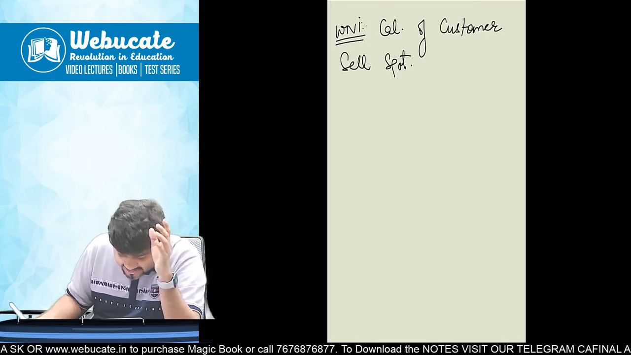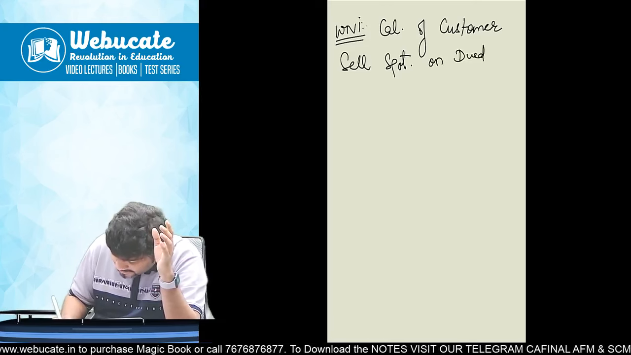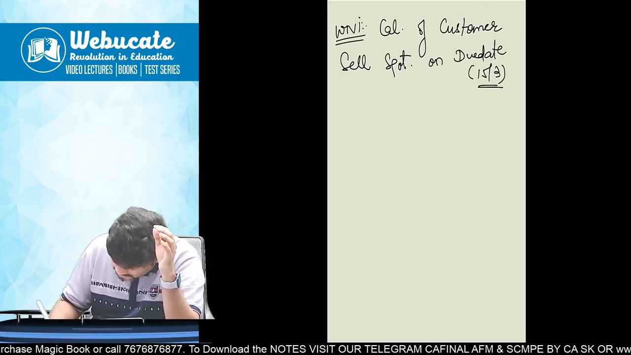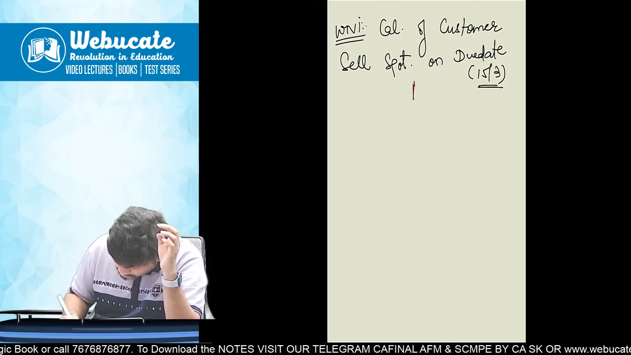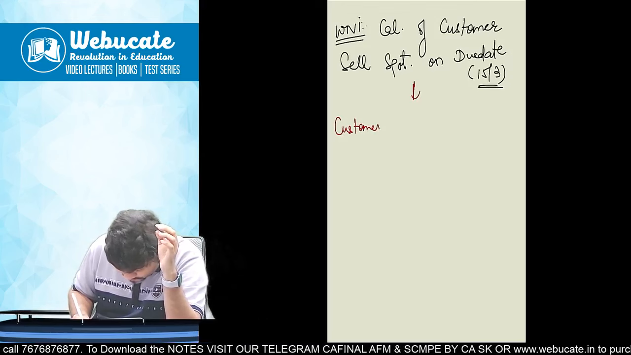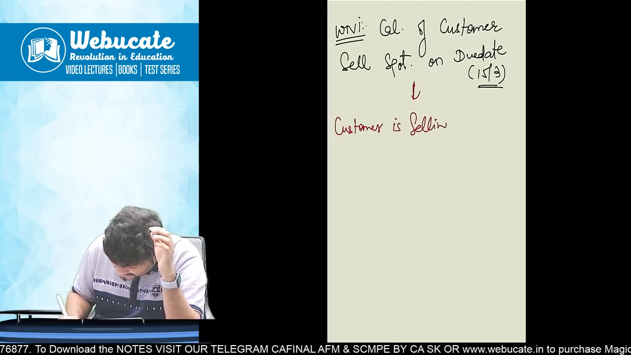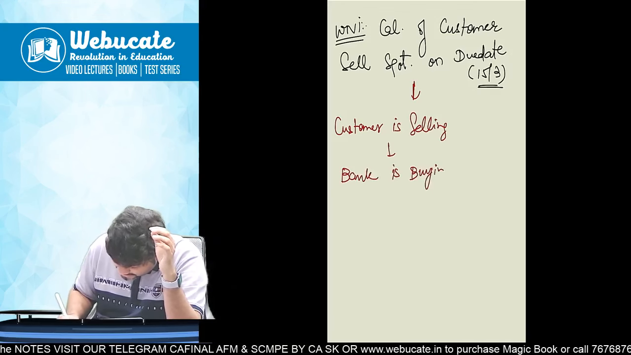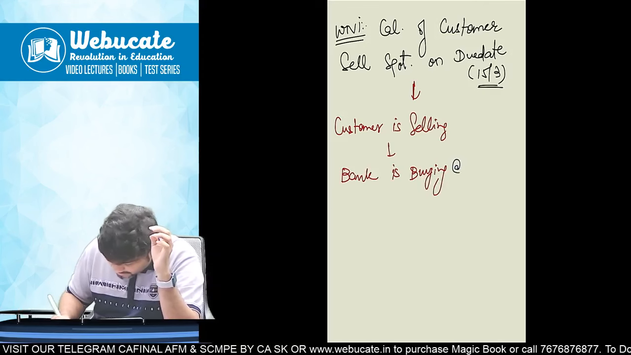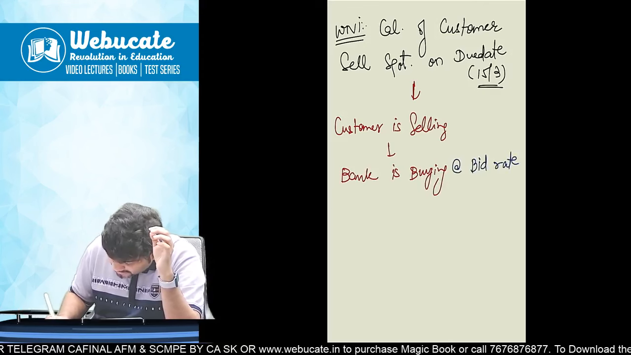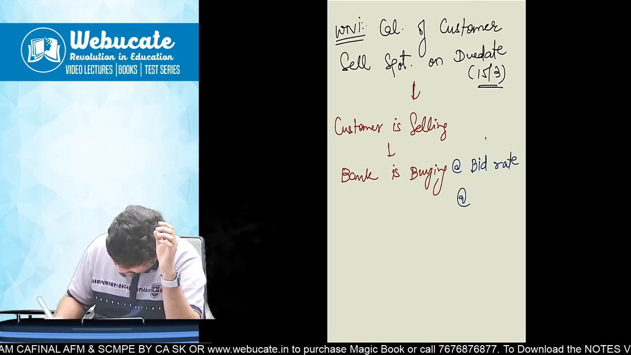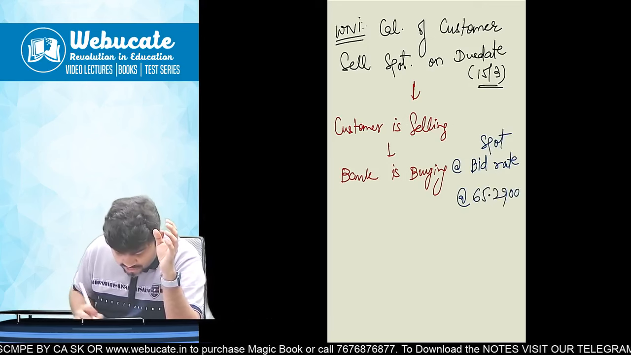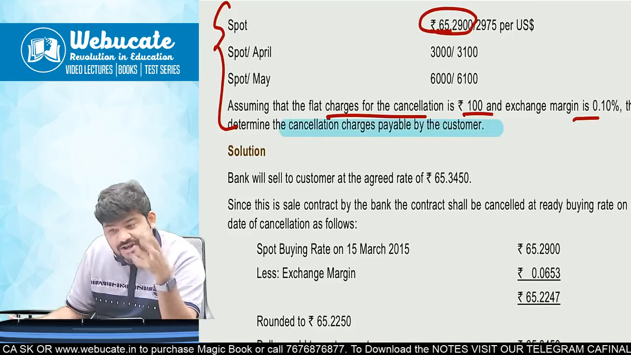Calculation of customer sell spot on due date. On due date, which is 15th March, what will it be? Customer is selling, means bank is buying at bid rate, spot bid rate, which is 65.2900.